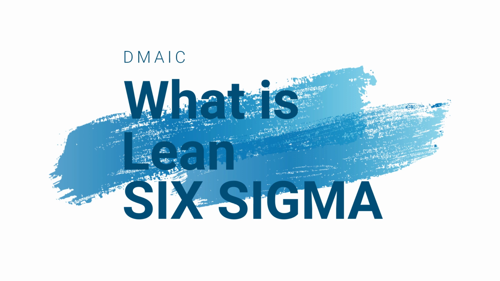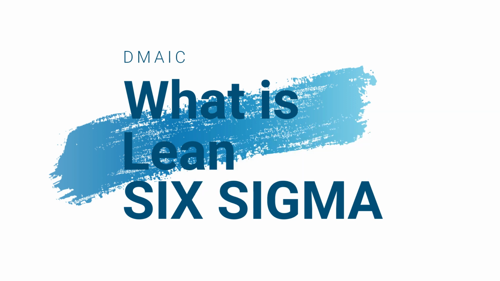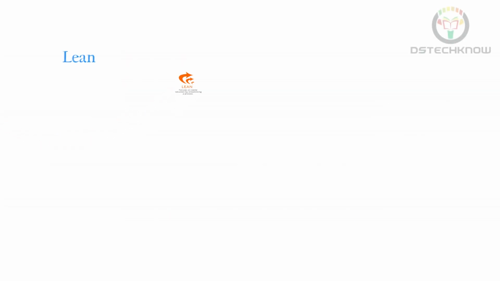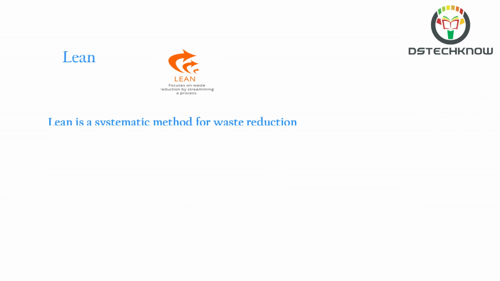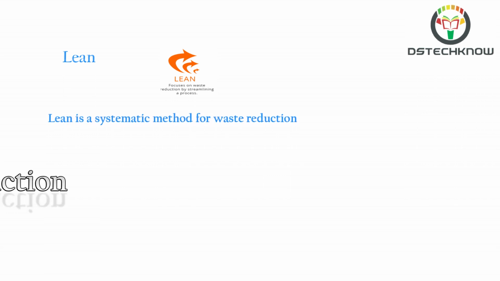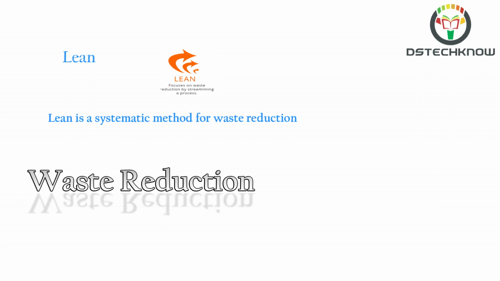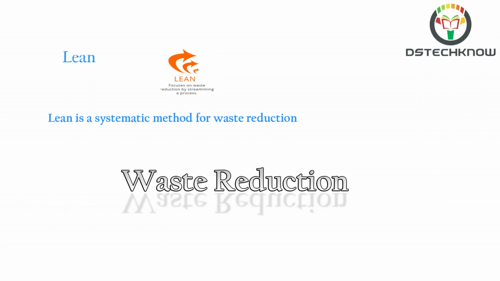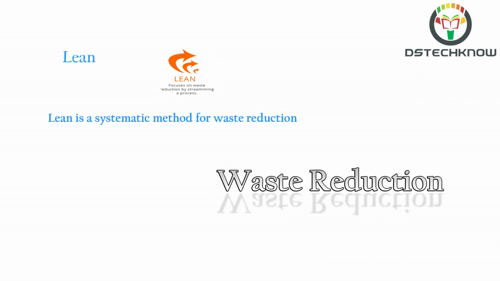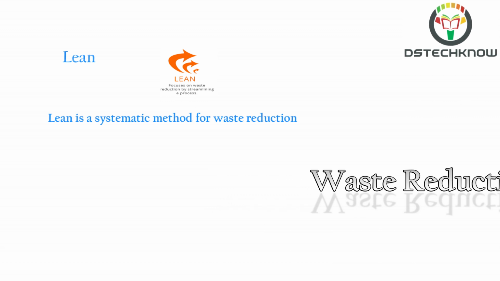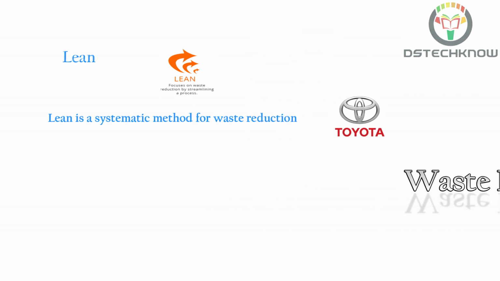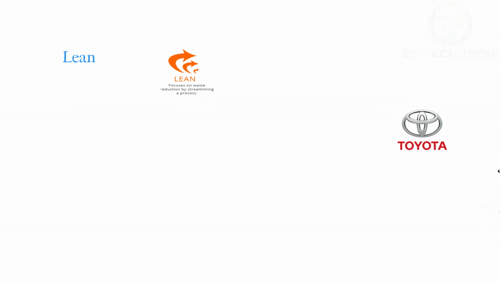Now that you understand what is quality and what are some of the ways to assess quality, let's dive in to understand what is Lean Six Sigma. Lean is a systematic method of waste reduction. Waste reduction is the key word here. While it's also known as lean manufacturing, lean production and all, but we'll keep it to lean as it works well with Lean Six Sigma. Toyota is credited with creating the concept of lean under their Toyota production system.